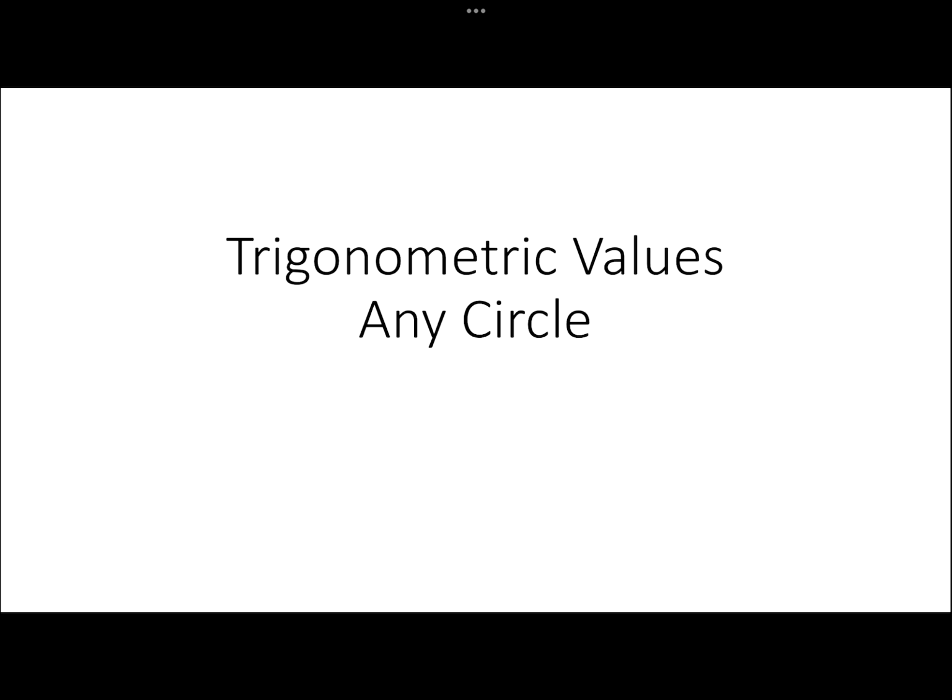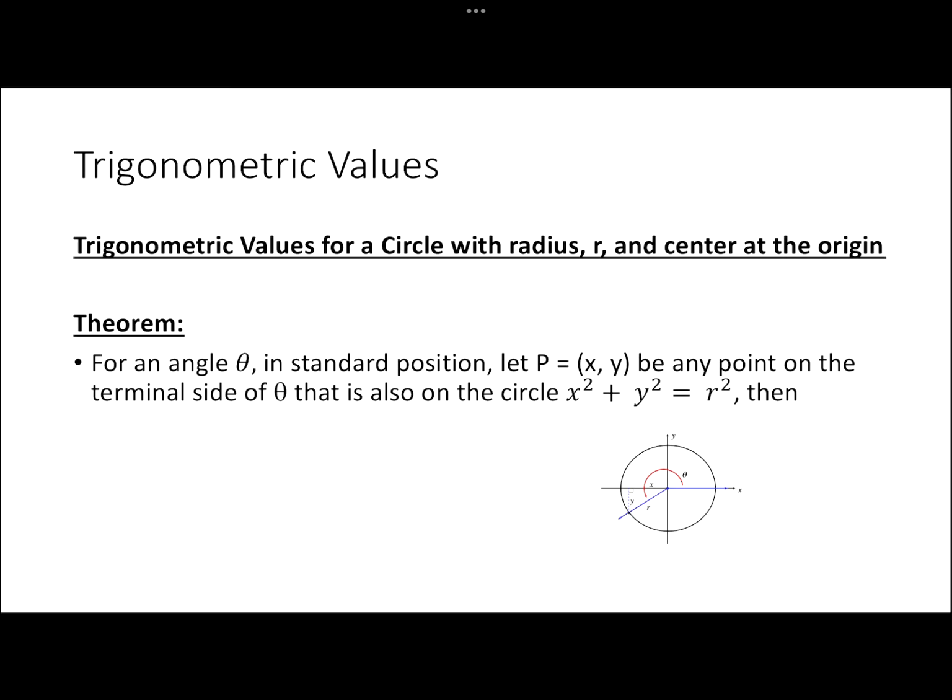All right, today we are going to look at trig values for any circle. Everything we've done up to this point is looking at trig values that are just for the unit circle. So what if it's not a unit circle? What if we don't have a radius of 1? That is what we're going to look at. So we're going to be looking at trig values for a circle with a radius of r. We don't know what the radius is. It's still going to be centered at the origin though.